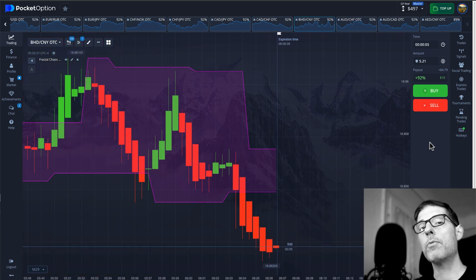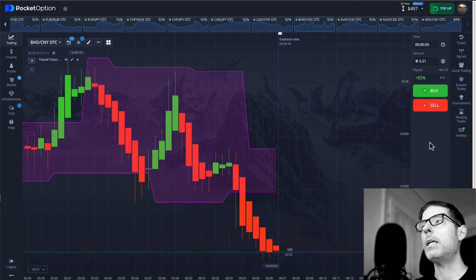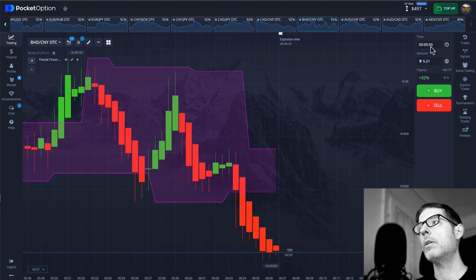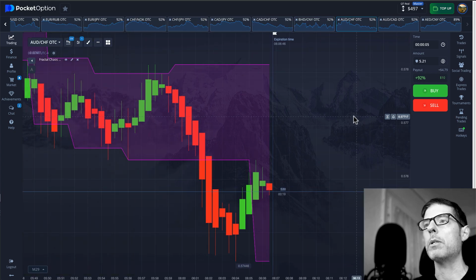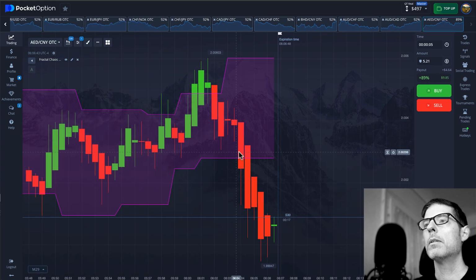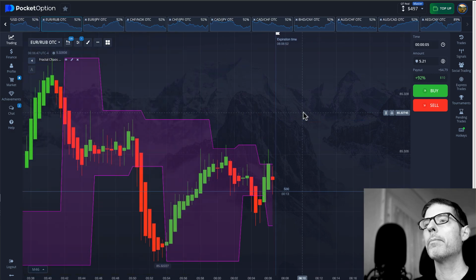Now, I've only tried this a few times, guys. This is brand new. So it looks like to me, I probably should increase that expiry time because for me, I think 5 seconds is just a little bit too fast. But that's just my opinion. You guys can do whatever you want.